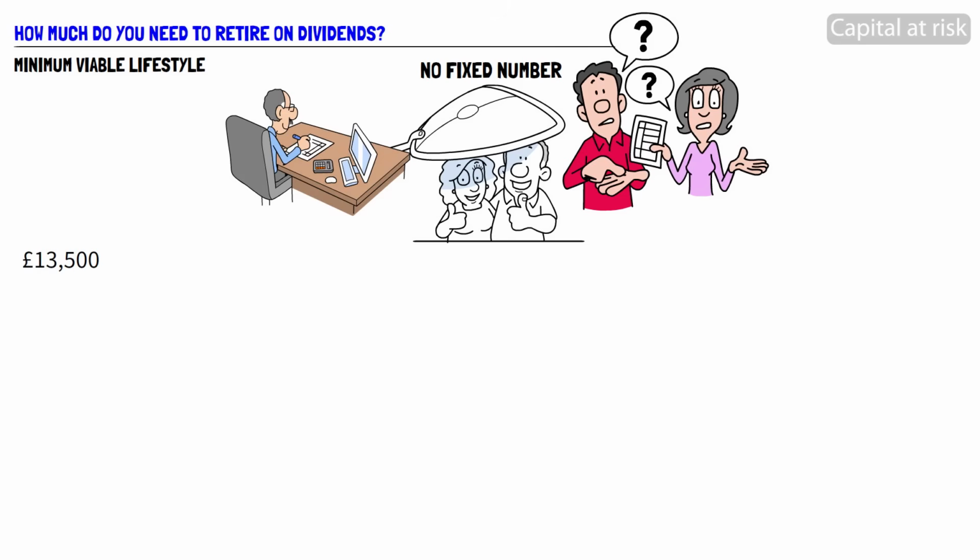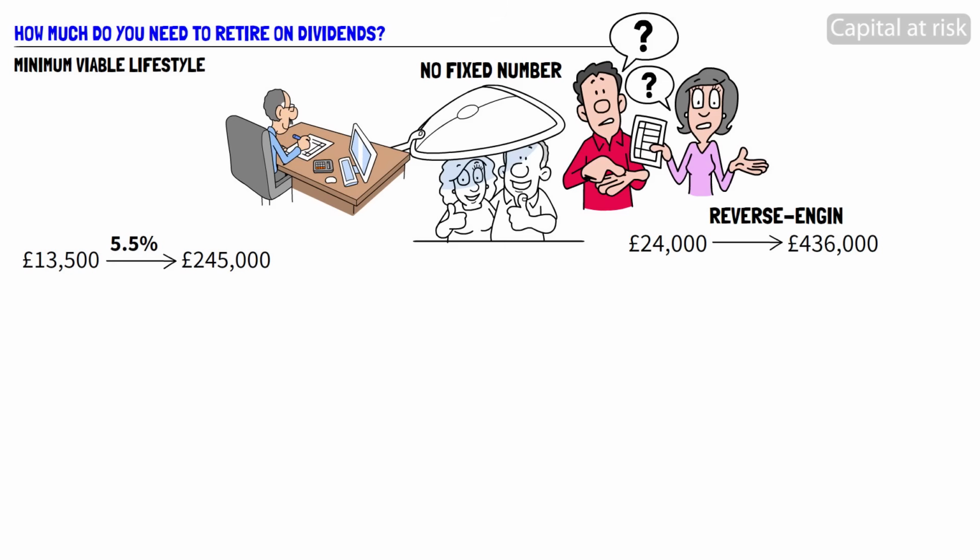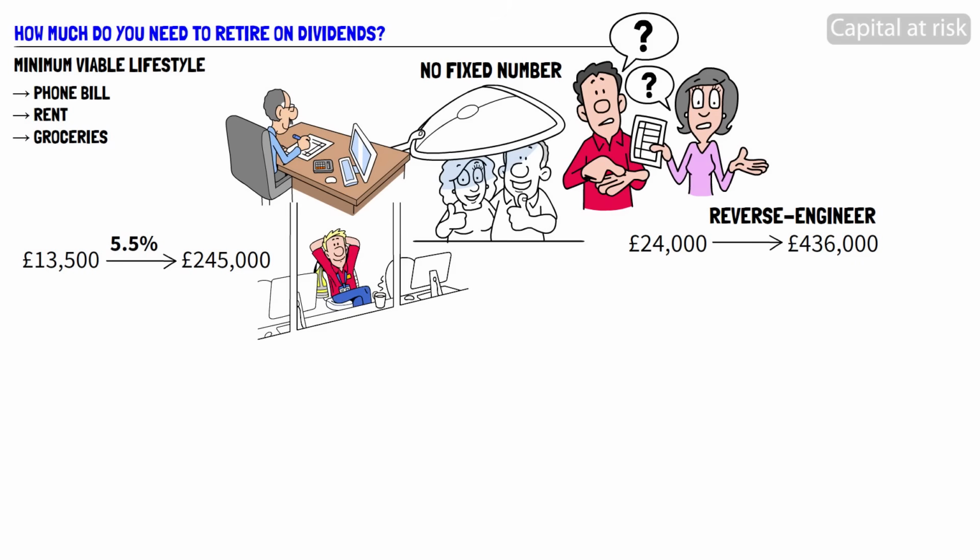If your MVL is £13,500 and your portfolio yields 5.5%, you need about £245,000. If your desired lifestyle later expands to £24,000 a year, you might adjust your portfolio target to somewhere around £436,000. But the point isn't to guess a giant number and hope, it's to reverse engineer from your life up. By breaking your goal down into manageable progressive targets, first covering your phone bill, then rent, then groceries, etc., you'll watch your freedom accumulate one expense at a time. And when your base is fully built, you realise that you haven't just bought income, you've bought your own time back, autonomy, and probably a peace of mind.